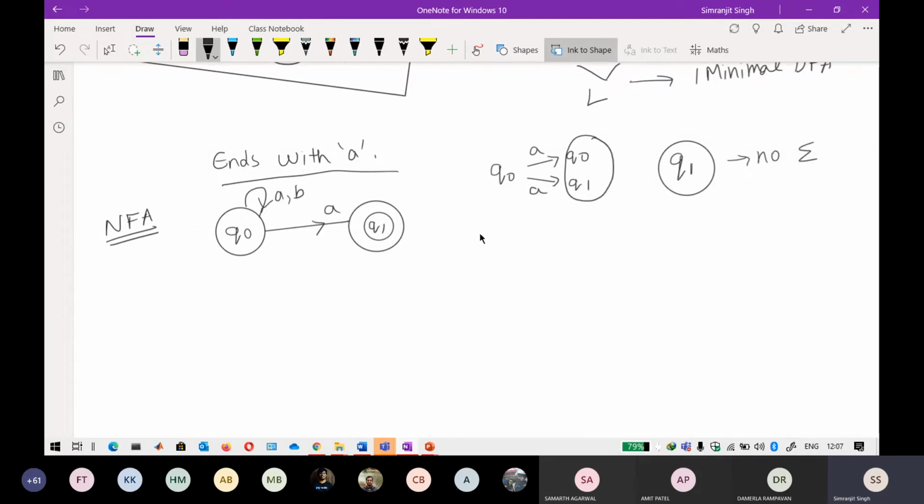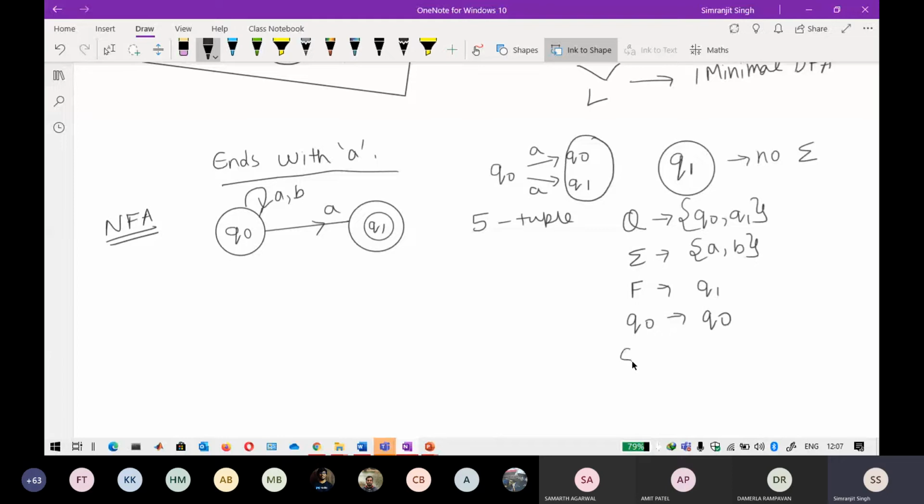Now you remember the 5 tuple symbols. Q is the set of states. In this particular example, the set of states is Q naught and Q1. Sigma is the input alphabet, which here is A and B. F is the final state, and in this the final state is Q1. Q naught is the starting state, so in this the starting state is Q naught. The transition symbol here is Q into the set of the input symbols, raised to the power 2 raised to power Q.